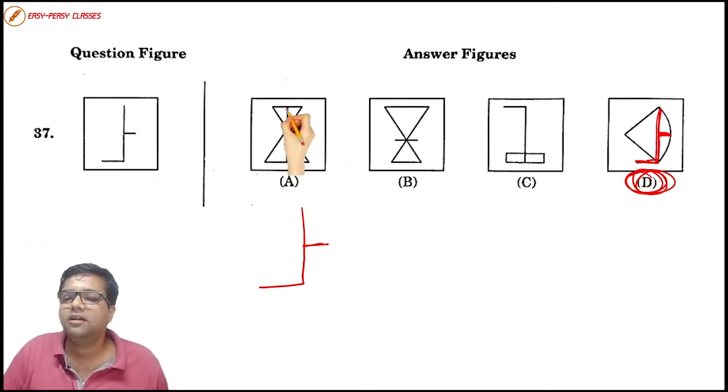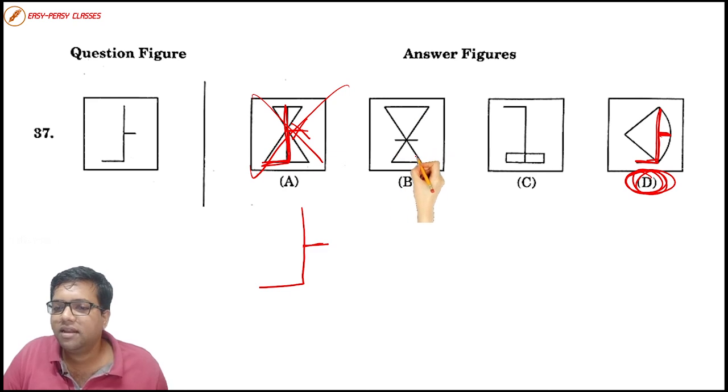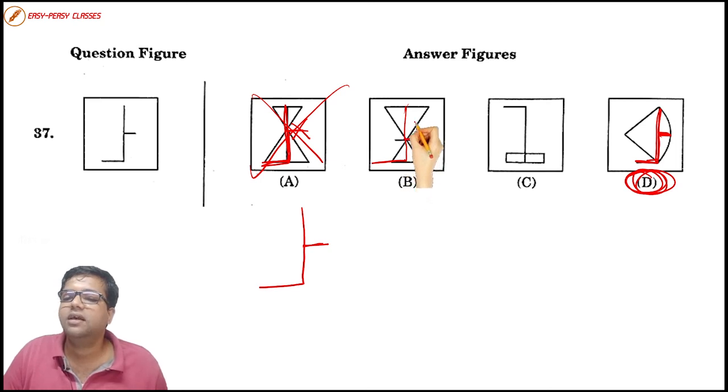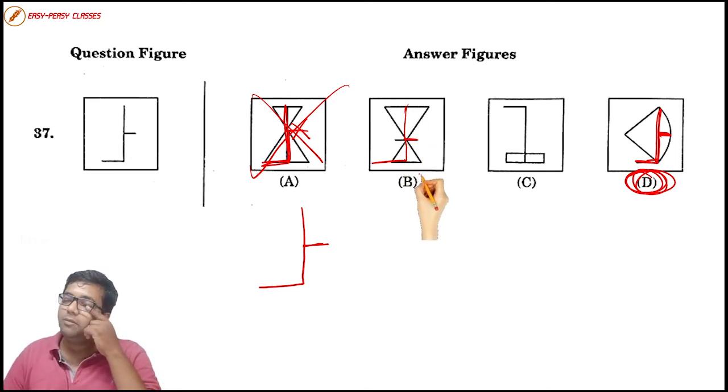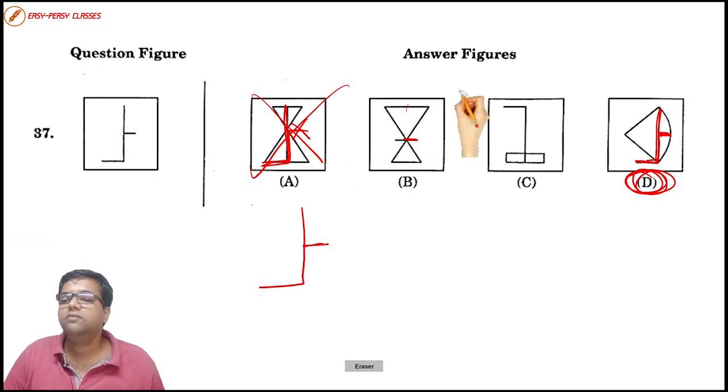Do we have any kind of inverted L? Yes, we have inverted L here, right? But we don't have this line. So we eliminate option A. Do we have inverted L over here? We don't have it. Had there been an inverted L here, there is already a line over here, this could have been our answer, but since there is no inverted L, we eliminate this as well.